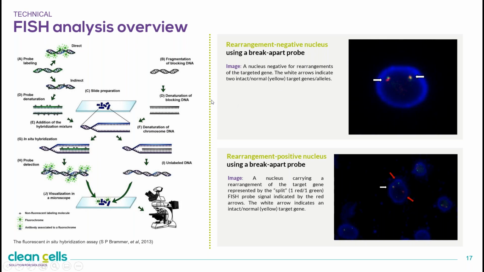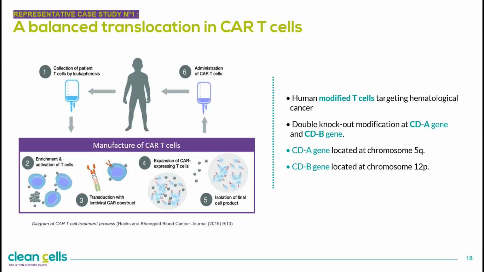Okay. So we should move then on to the actual case study. So yeah, like I said, the case studies are purely fictional, but they're really representative of what could happen during such a genetic stability investigation for a cell therapeutic product. So the first one is about CAR T cells and is about the story of a balanced translocation.